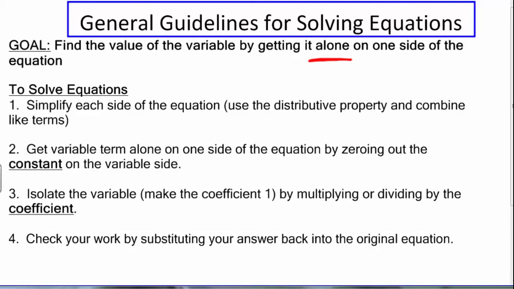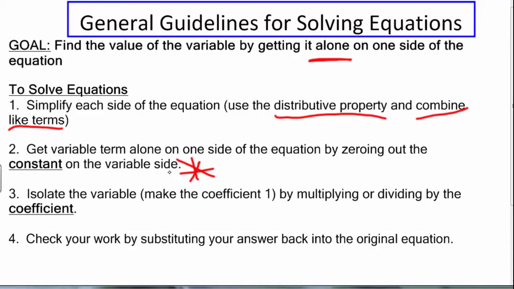So, some steps to solving equations. You want to simplify each side of the equation. If possible to simplify, you might use the distributive property, or maybe you'll combine like terms, or a combination of both. Step 2, you're going to get the variable terms alone on one side of the equation by zeroing out the constant on the variable side. We'll see that in a second, how we're going to zero out the constant. That's going to be the step that we focus on today.